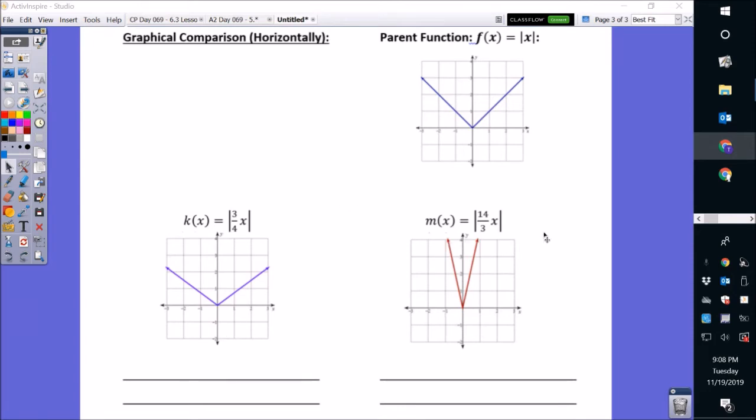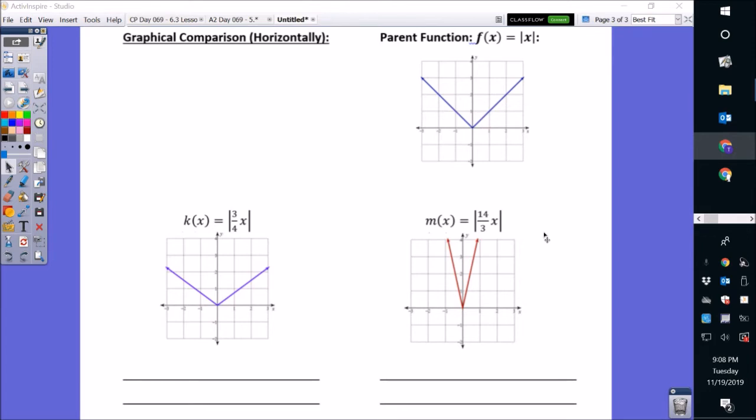So the bottom right graph, where m of x equals the absolute value of 14/3 times x. Like I said before, the number is inside the absolute value and it's in front of x. So it's going to be horizontal. Now, the decimal equivalent for 14/3 is 4.67. So since it's more than 1, this will be classified as horizontal compress.